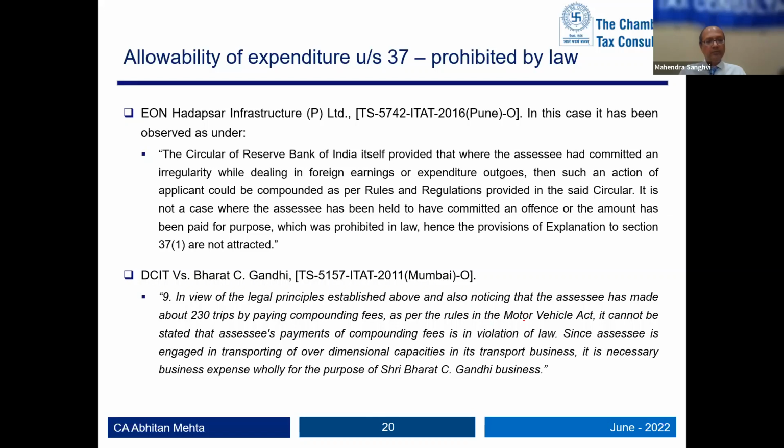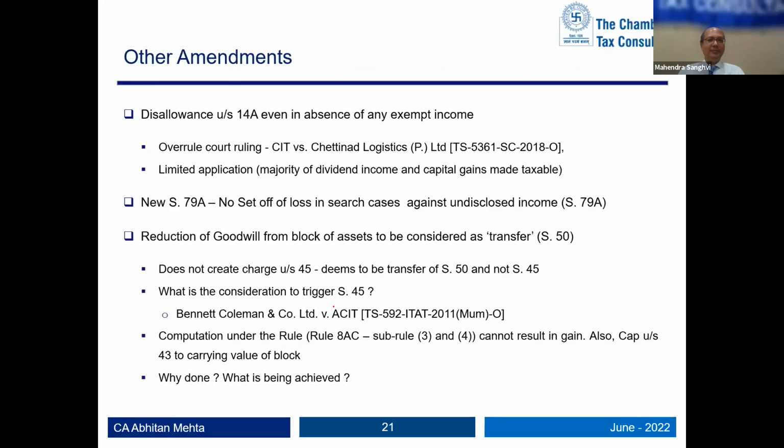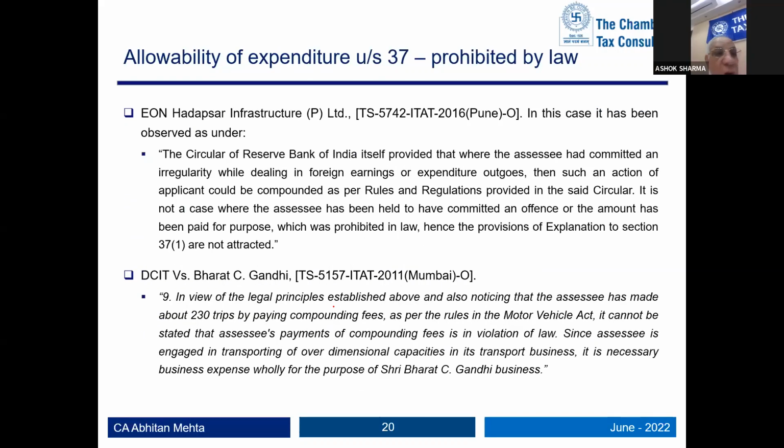This is a decision under the Motor Vehicles Act. Again, they have gone by that. It is a part of business that he has done 230 trips with overweight. It is part of the transporter's business. So this is not something which should trigger the 37(1) explanation to disallow. So I'll stop here for a moment.